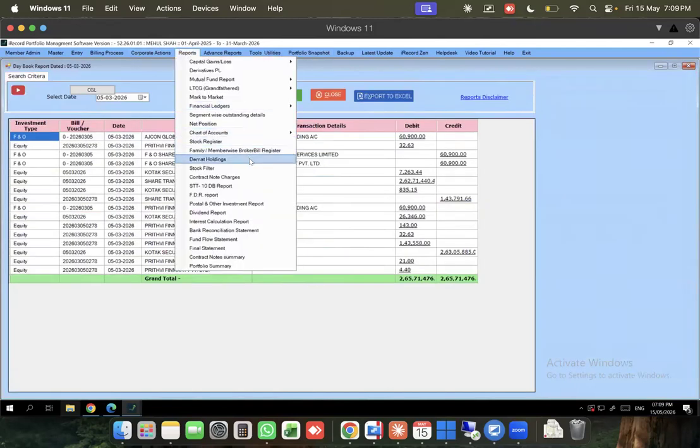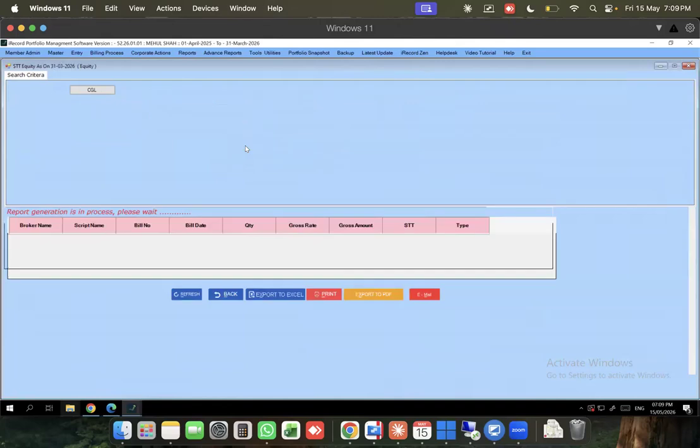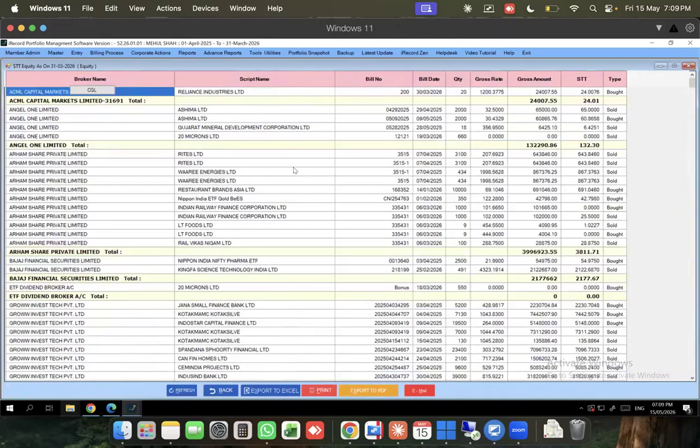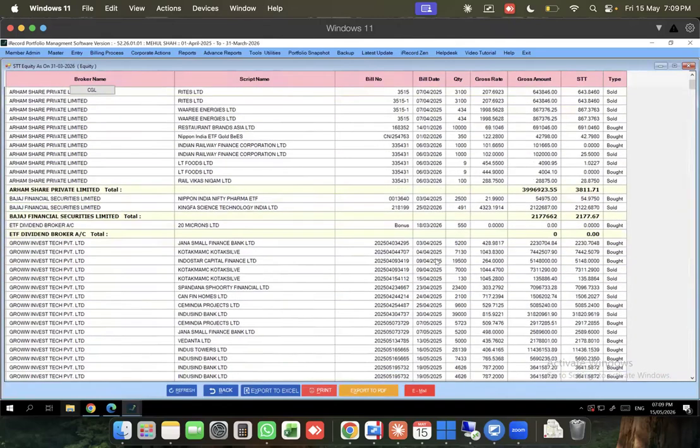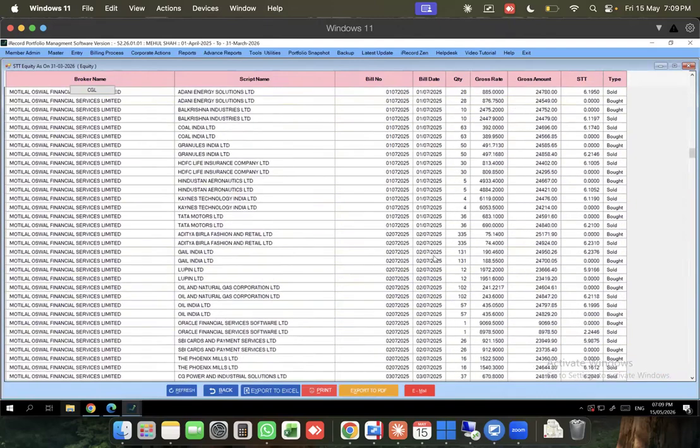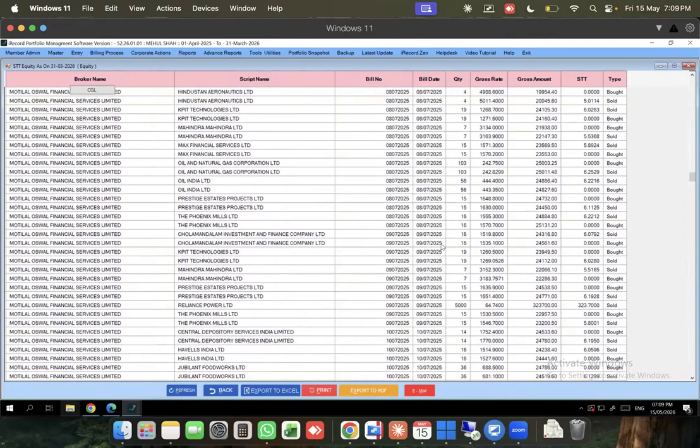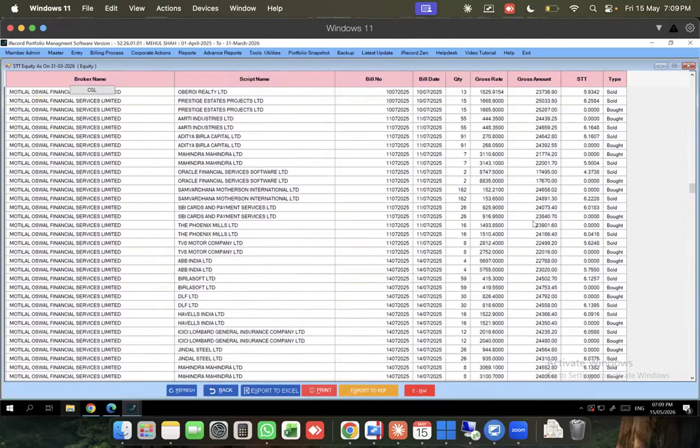In case of business entities showing up their stocks as inventory, we also have the STT 10 DB report, which was prior widely used. All the STT transactions per script are again bifurcated, and the report is ready made in case there's any scrutiny for claiming expenses for the STT.